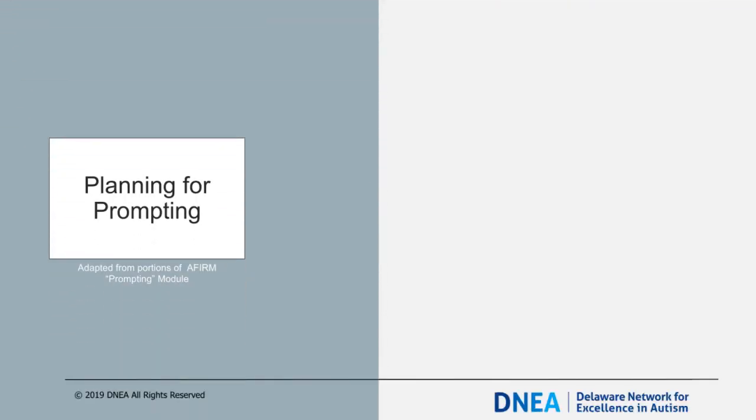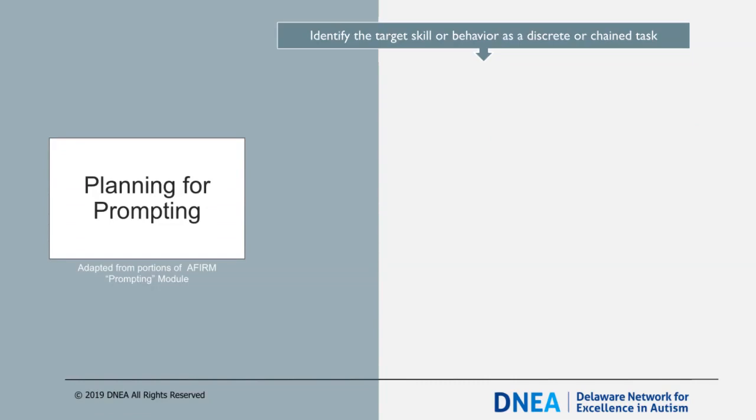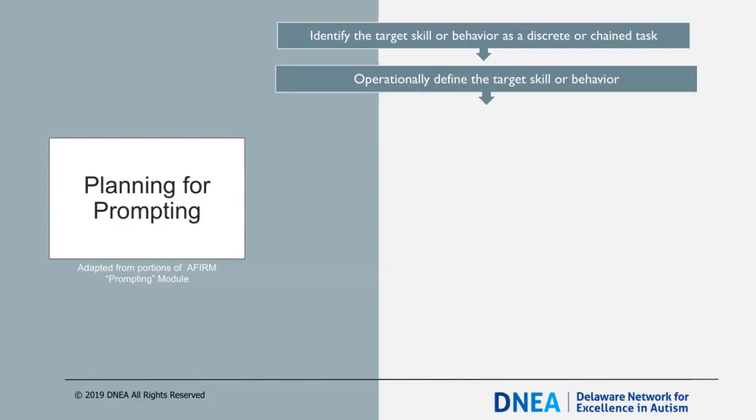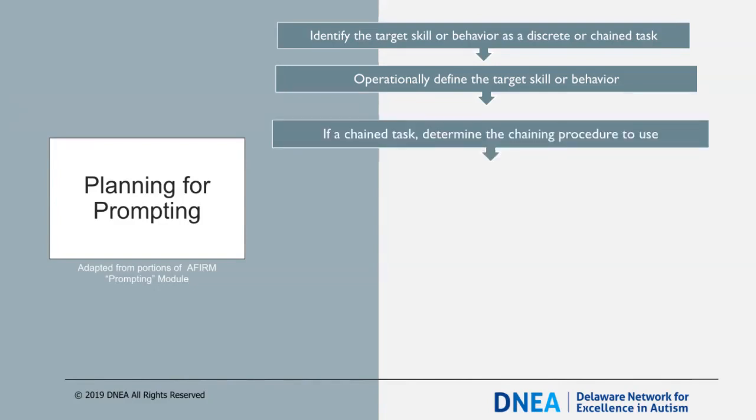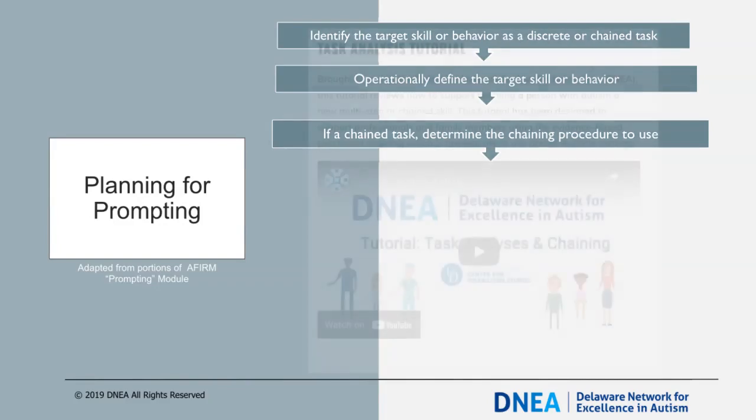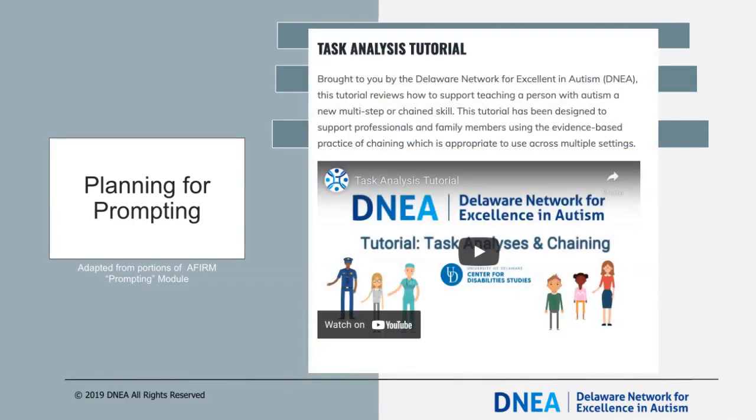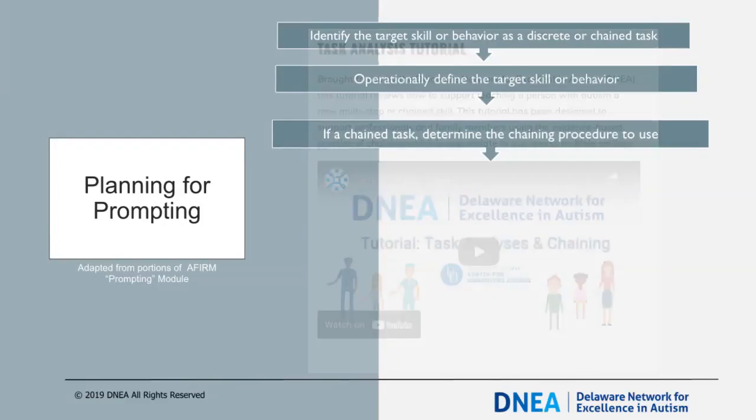When prompting, there are several procedures that you must follow. First, you will want to identify the target skill or behavior as being either discrete or chained. You will want to operationally define the target skill or behavior. If it is a chain task, you must write the task analysis and determine the chaining procedure to use. If you want to learn more about chaining procedures, check out the DNEA tutorial on task analysis and chaining.